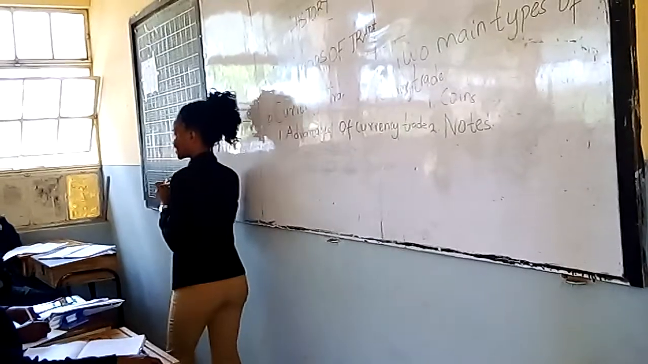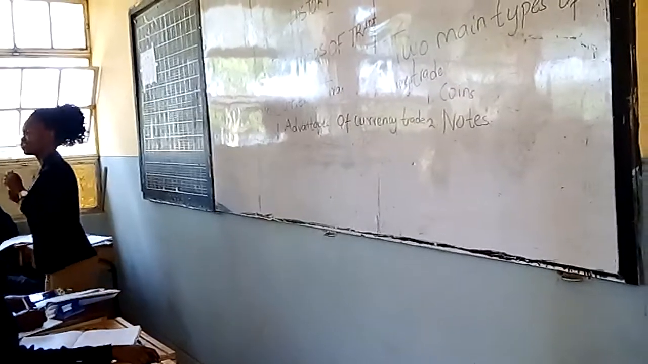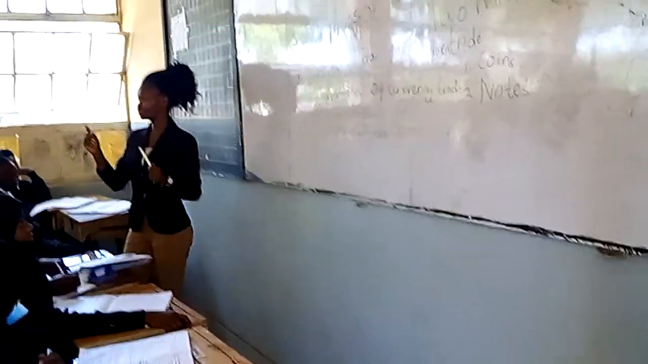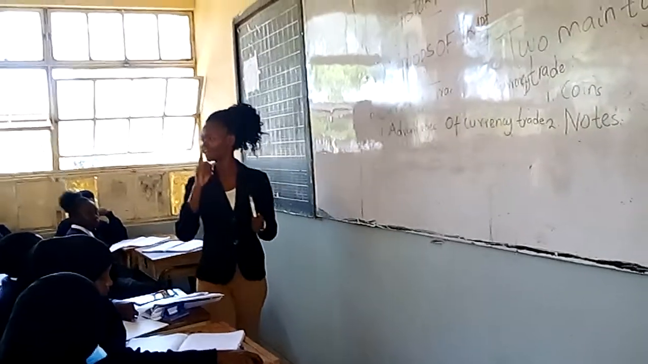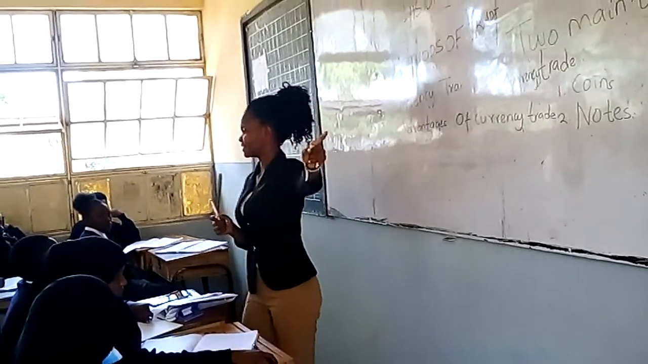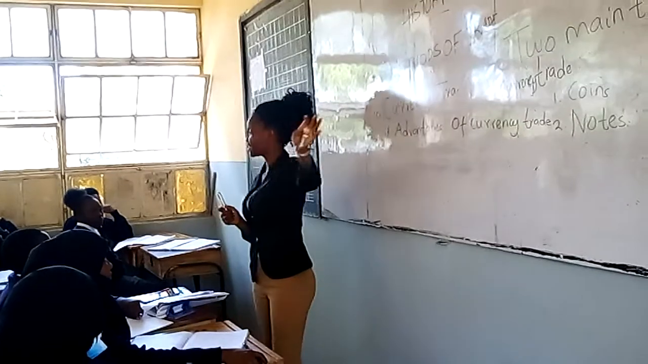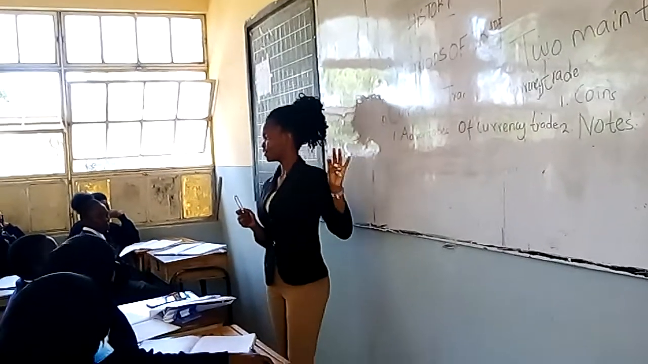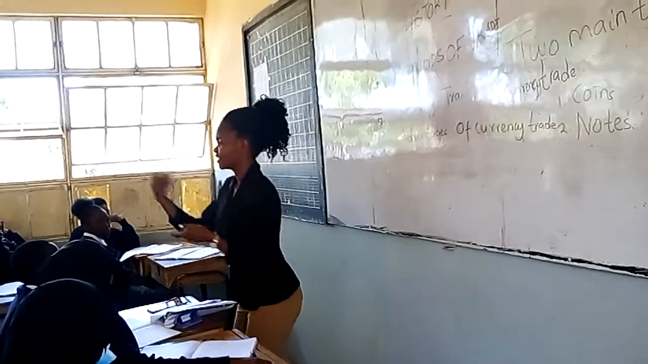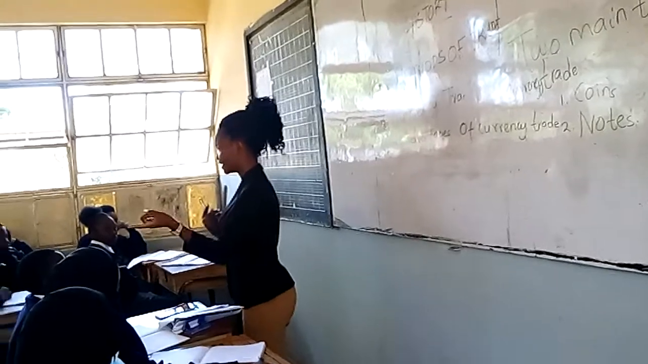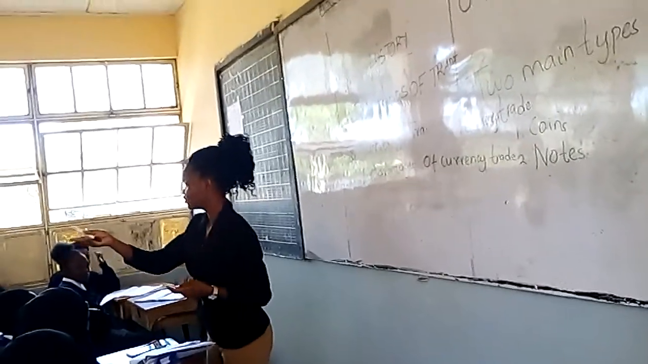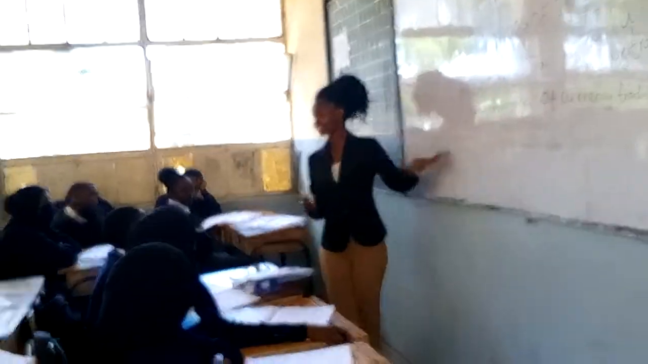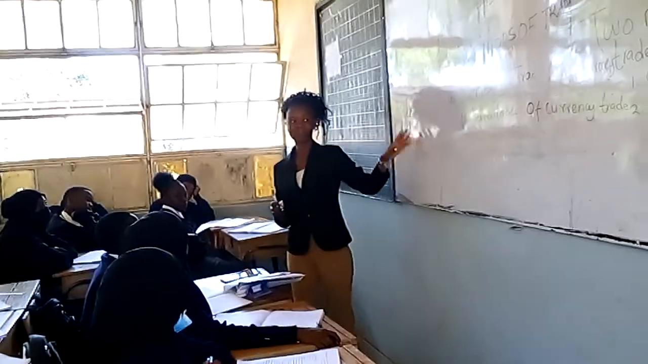We have talked about currency trade, and we have said currency trade is the exchange of goods for money. So, what do you gain? For example, you have the canteen trade. It is an example of currency trade, where you buy biscuits, then you give the seller the money. Where you buy mandazi, you give 5 bob. So that is an example of currency trade.